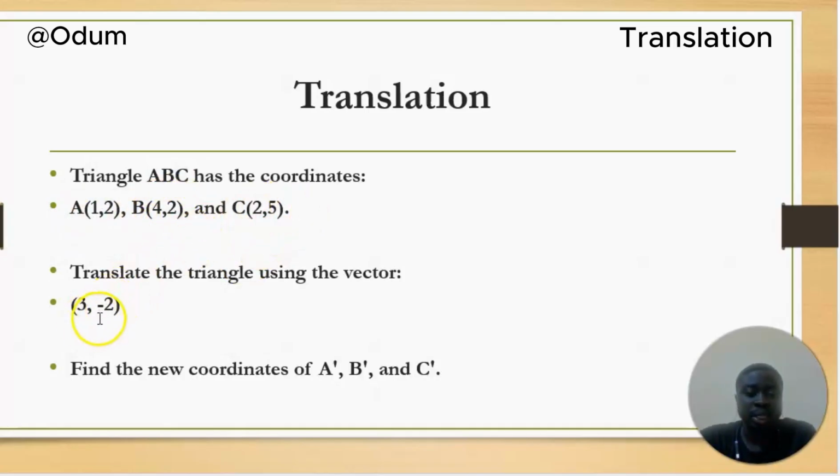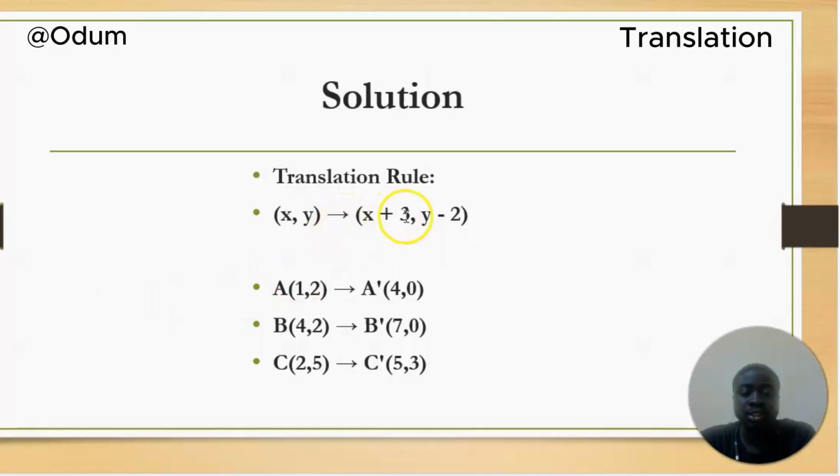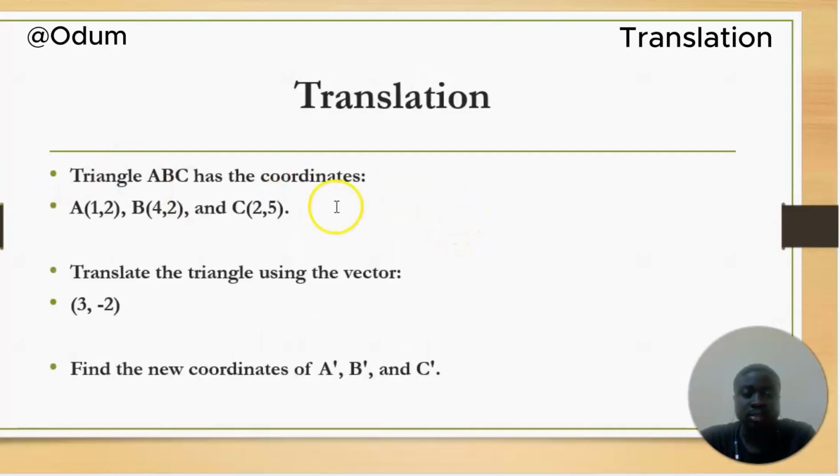We know that we will add this translation vector to this, to that, and also to this, and we get the images of the various points. So when you come here, this is what we have. The translation vector is 3, then this is minus 2. Yes, that is minus 2.